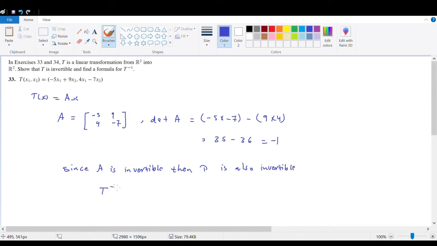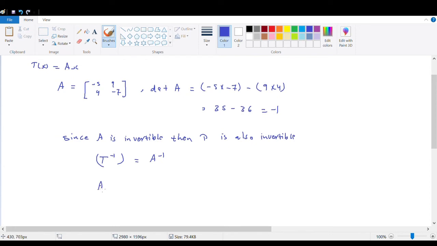And T inverse will be equal A inverse. So A inverse is equal to 1 over the determinant, that means 1 over minus 1, which is minus 1. We need to interchange these two, so this is minus 7, this is minus 5. We need to put these two with the negative, minus 4, minus 9. So this will give us 7, 4, 9, 5.